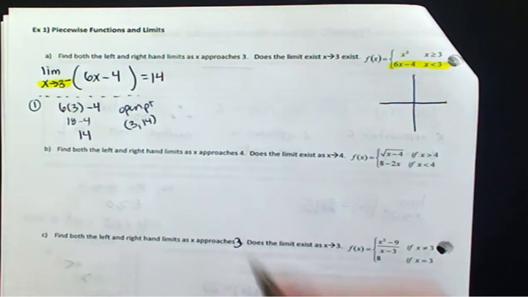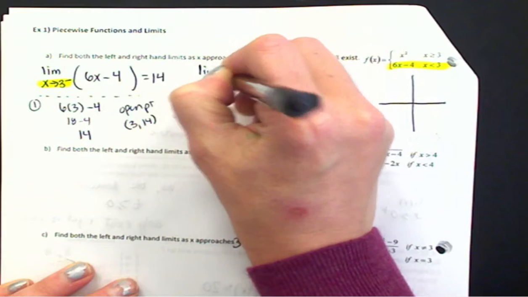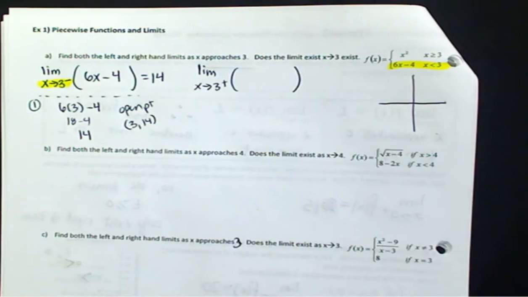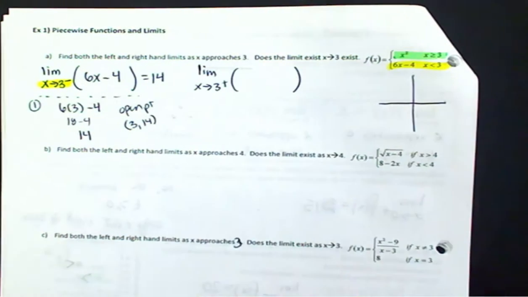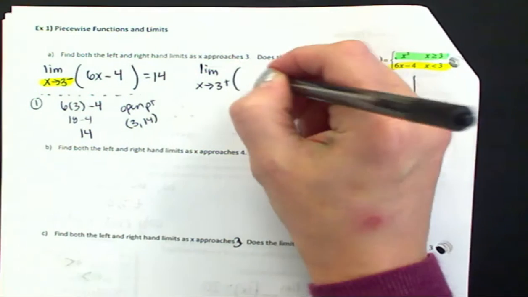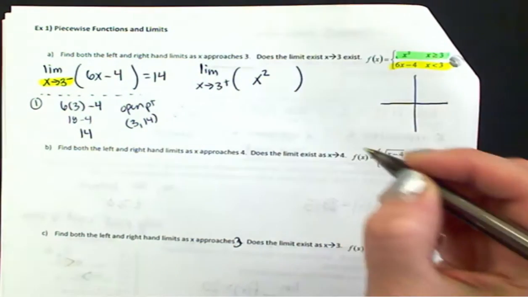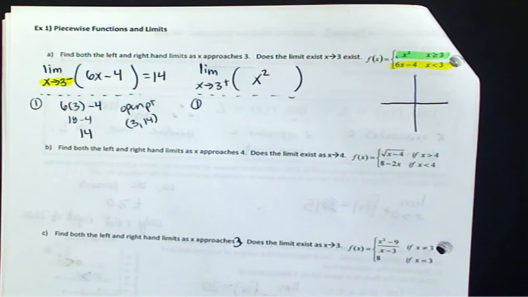Now I need the limit as x approaches 3 from the right, which would be the other part, because x is greater than 3. And so I'm going to copy that portion down, and I'm going to check the point. If the point exists, that's it. There's nothing more to do.